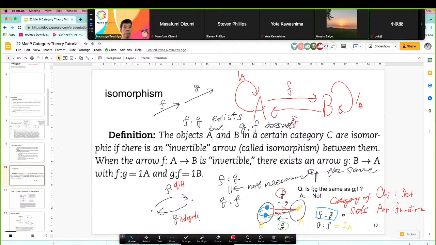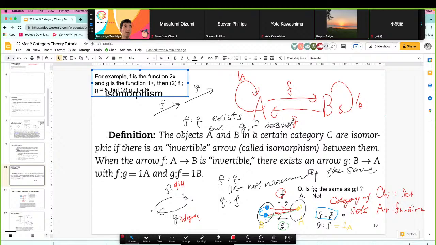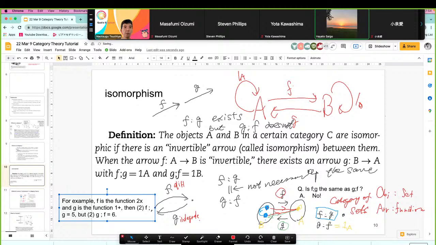Yep. I guess that's also quite a good example. And also here is another example from Steve in chat.